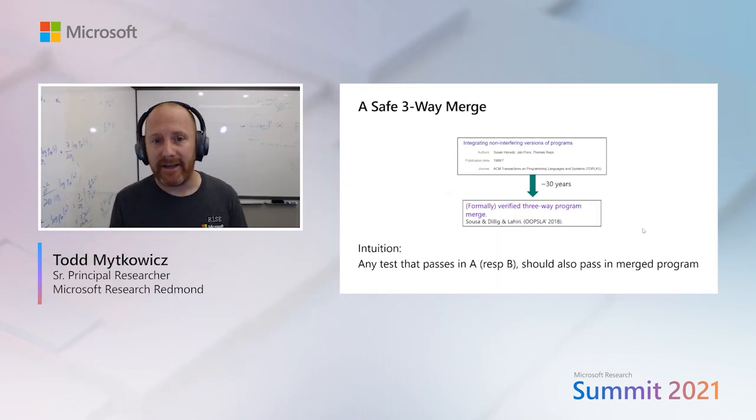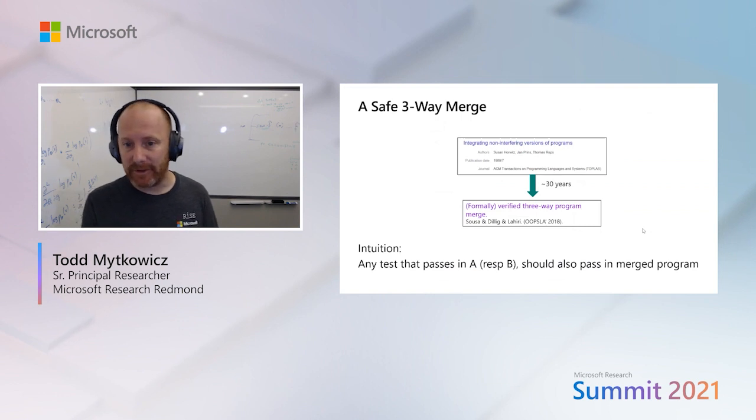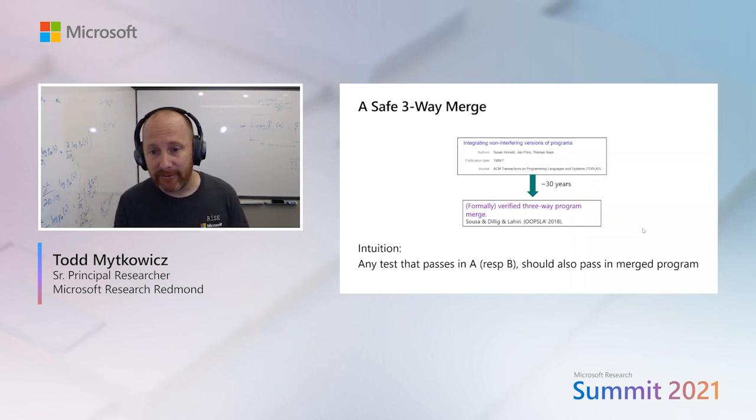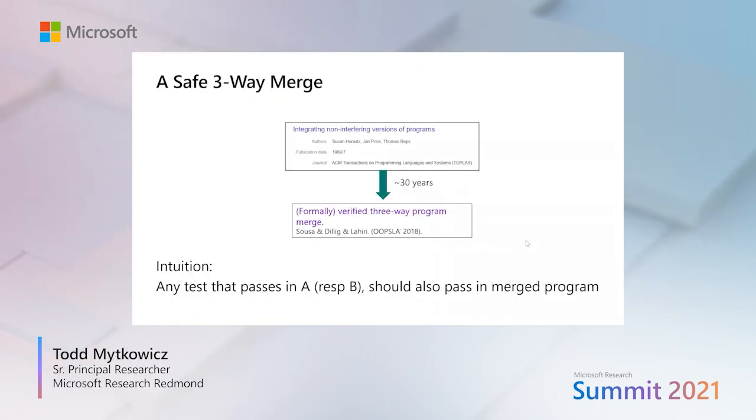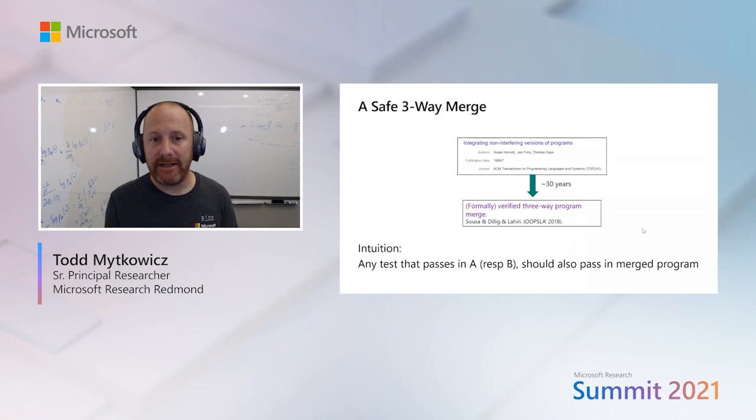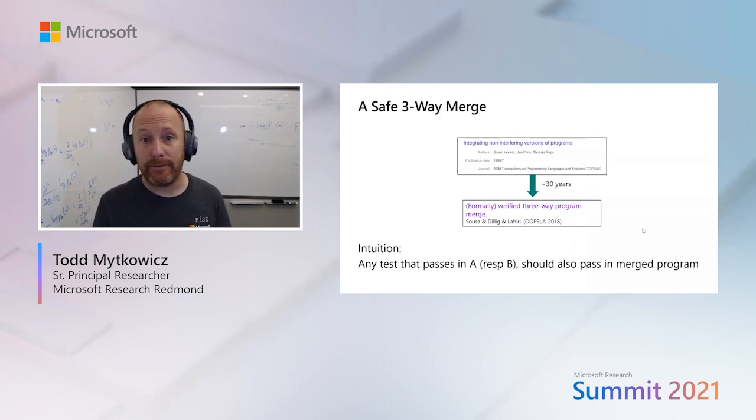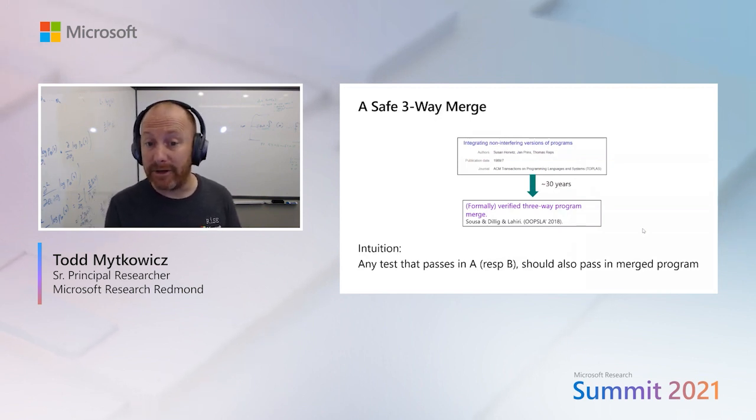So what is a safe three-way merge? Well, there's been a bunch of work on this in the academic community. Most recently, there was a great paper in Uppsala by Sousa, Dillig, and Lahiri, where they formally verified what it means to be safe in the context of a three-way merge. I'll send you off to that paper to get a deeper understanding, but I'll give you an intuition. The intuition is that any test that passes in A or B should also pass in that resulting merged program, right?